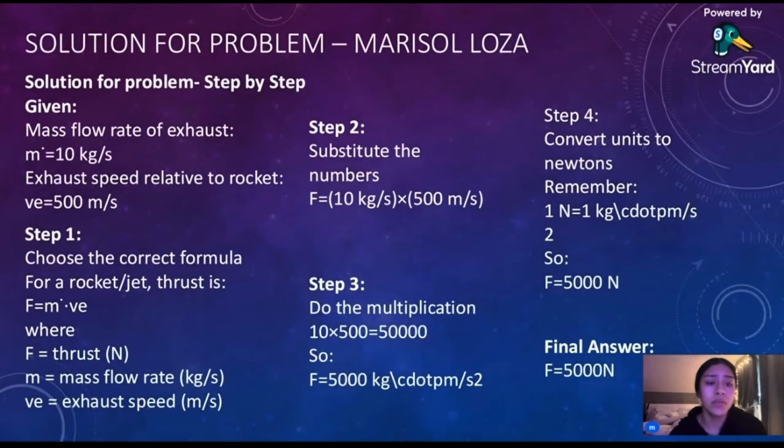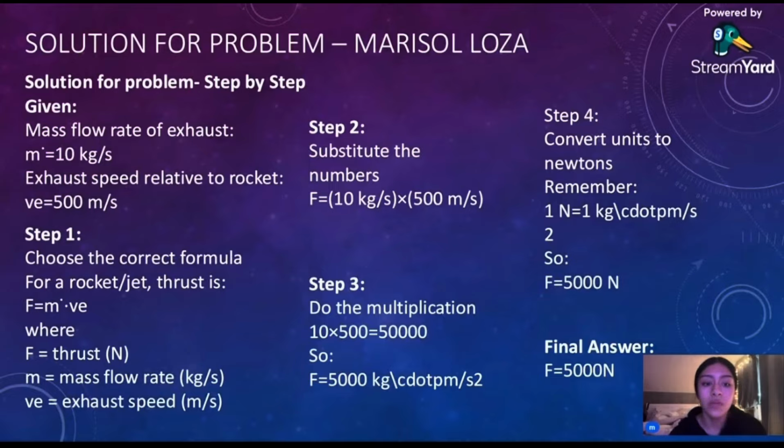Solution for the problem, step by step. Mass flow rate of exhaust, m equals 10 kilograms per second. Exhaust speed relative to rocket, VE equals 500 m/s. Step 1. Choose the correct formula. For a rocket, jet thrust is F equals m times VE, where F is equal to thrust, m is equal to mass flow rate, and VE is equal to exhaust speed.